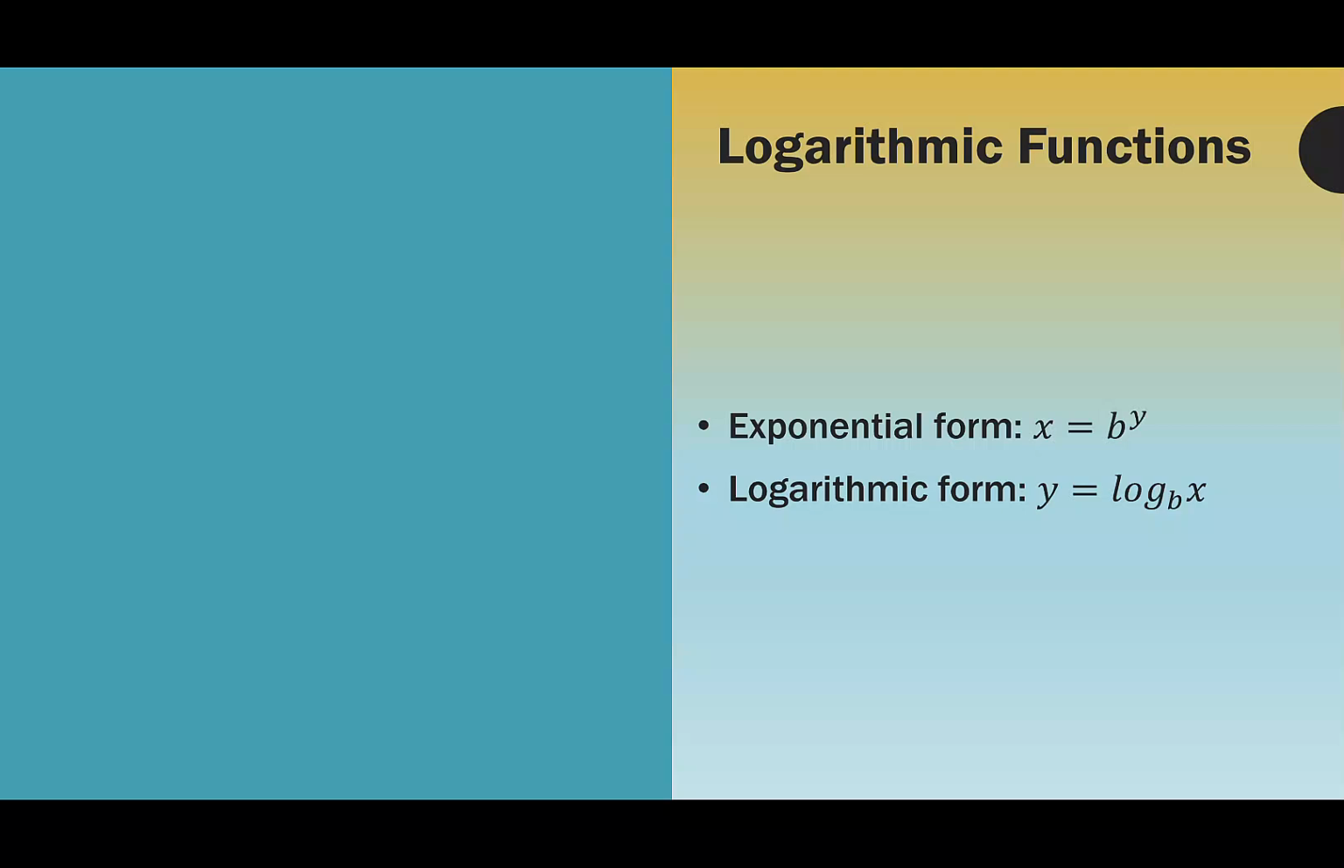To start off, let's talk about what it means to have exponential form and logarithmic form. Exponential form looks like x equals b to the y, so I have an exponent within my equation. Logarithmic form looks like the log base b of x equals y, so I have a logarithm in my equation.